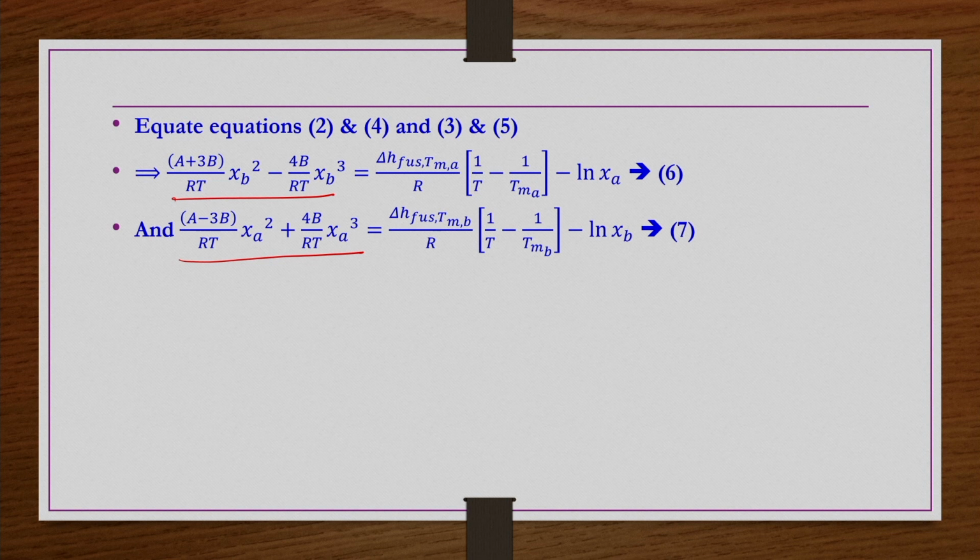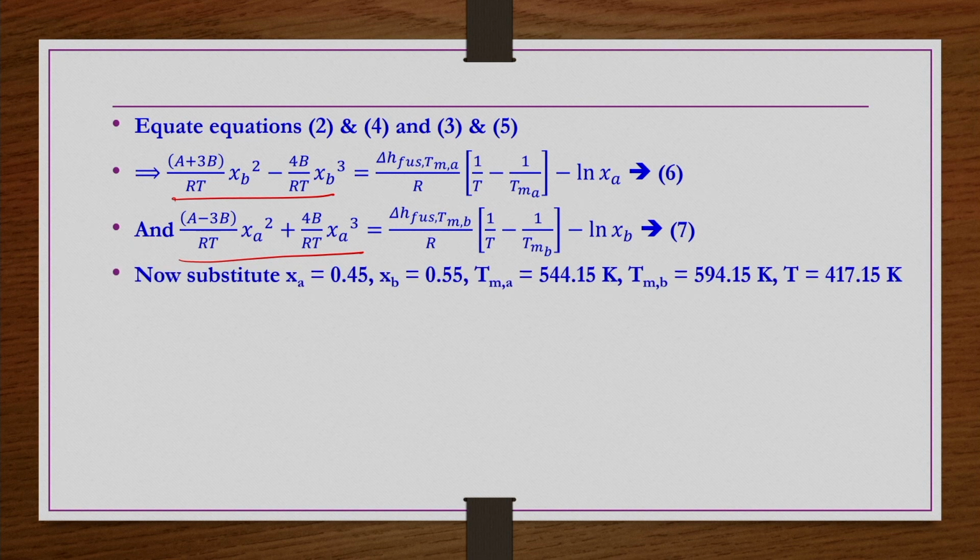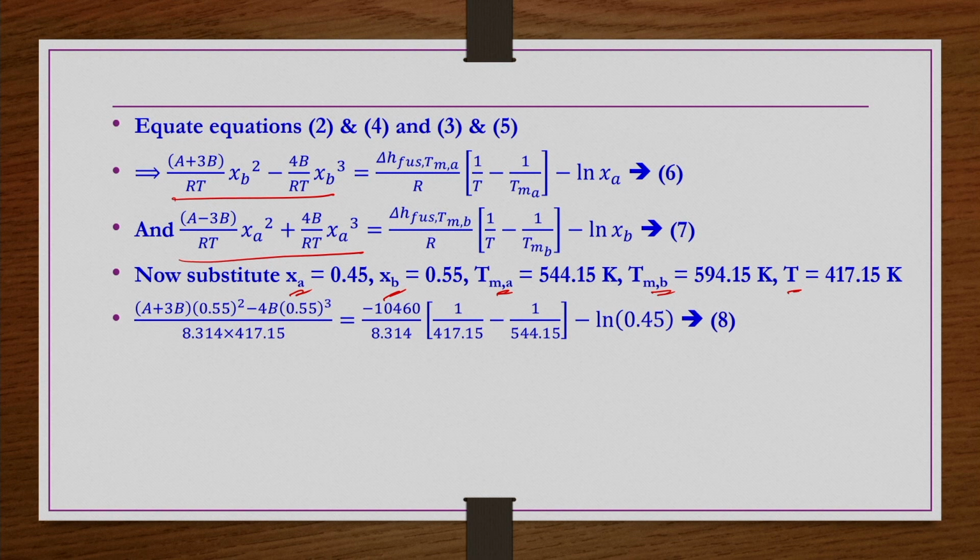Here we know Xa is given, so Xb is also known. Tma is given, Tmb is also given, and the eutectic point temperature T is also given. So, in these equations everything is known except A and B. We have 2 equations, so in these 2 equations, except A and B, you substitute all these values.